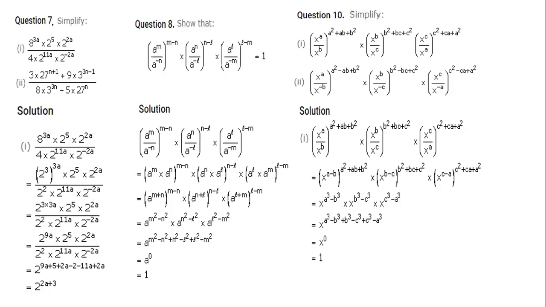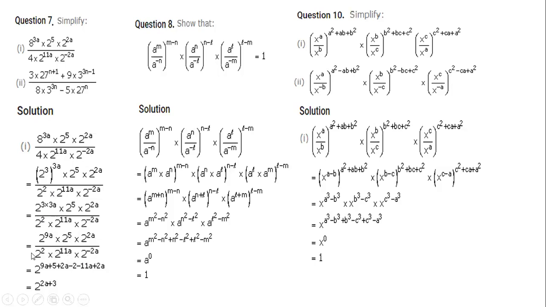See, again we have to simplify, but note down, 8 can be written in terms of 2, 4 can also be written in terms of 2. So in the numerator, make all the bases 2, in the denominator also. So this one can be written as 2 power 3, whole power 3a, that means 2 power 9a. 2 power 5 as it is, 2 power 2a as it is. In the denominator, 4 can be written as 2 power 2. So we'll get 2 power 2 into 2 power 11a into 2 power minus 2.